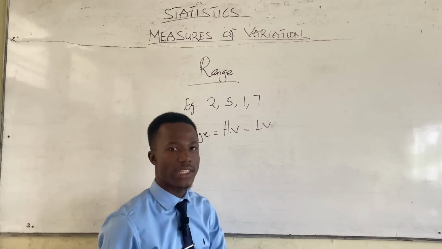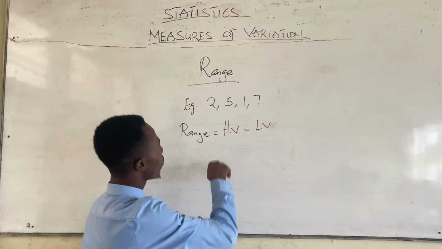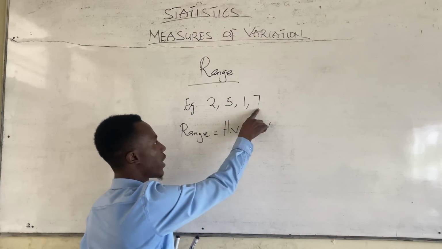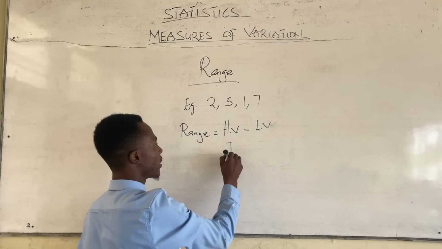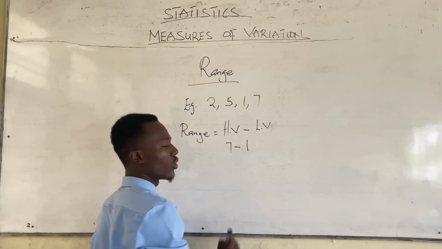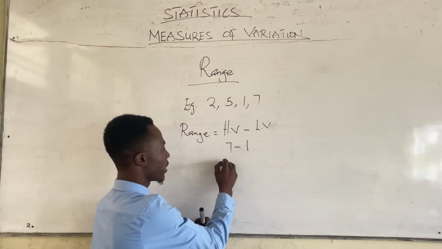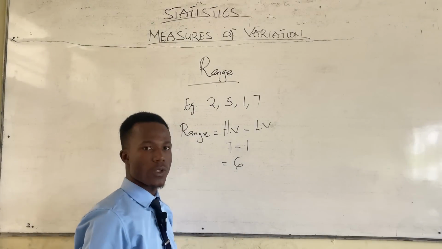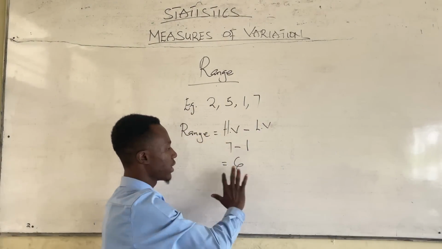So you look through the data set. Which one is the highest? You will see we have 7, and so we have 7 minus the lowest, which is 1. So 7 minus 1 is 6. So it means the range for this data set is 6.